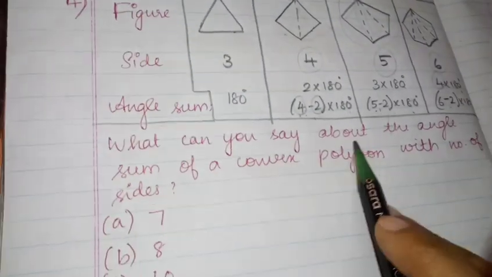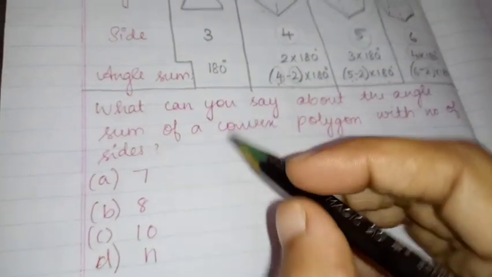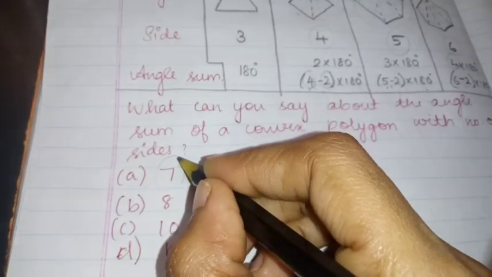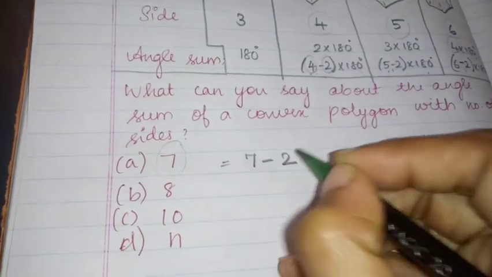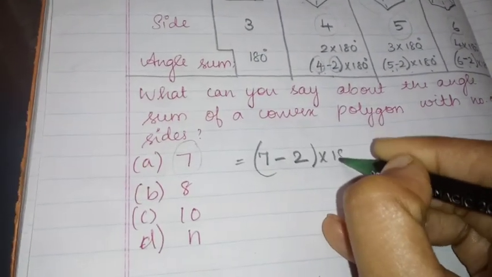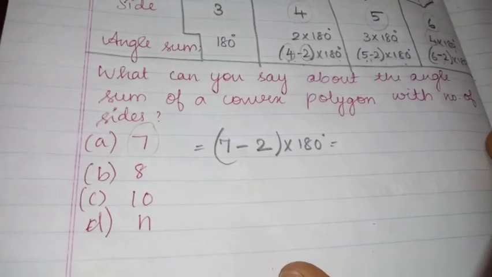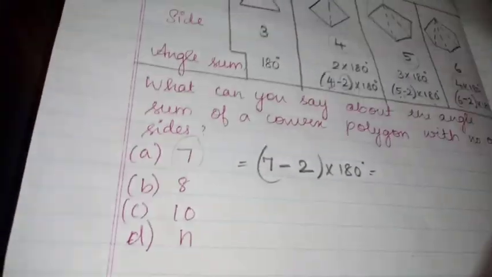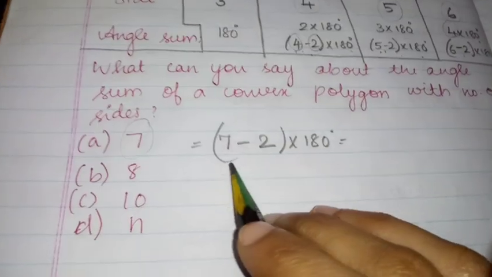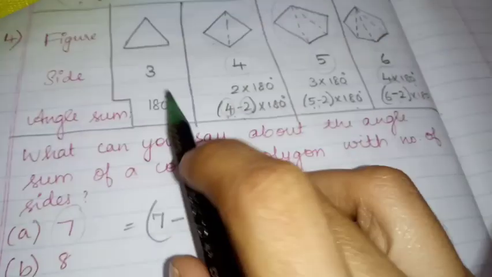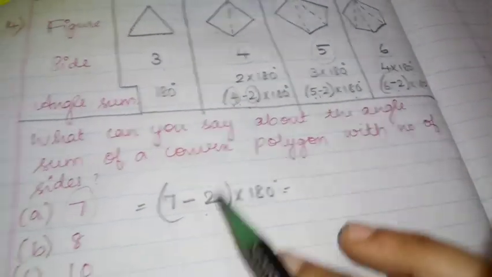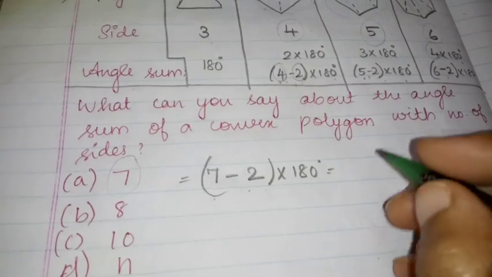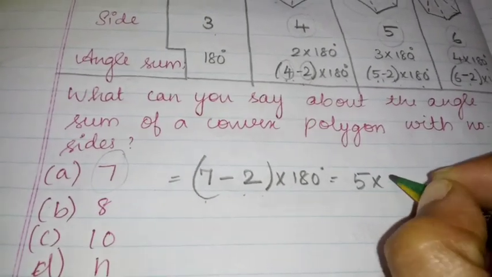What can you say about the angle sum of a convex polygon with number of sides? If the number of sides is 7, what is the angle sum? How will we write it? Number of sides minus 2 into 180 degree. This is how you will do it, right? 7 minus 2. 7 is the number of sides, minus 2. I told you, if the number of sides is given, number of sides minus 2. So here also, 7 minus 2, 5 into 180.